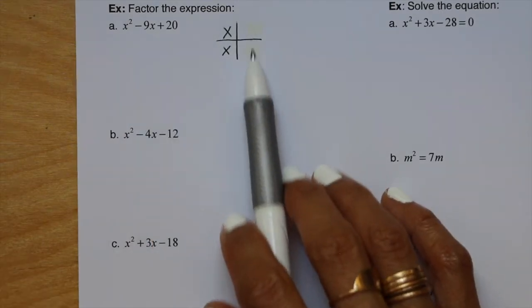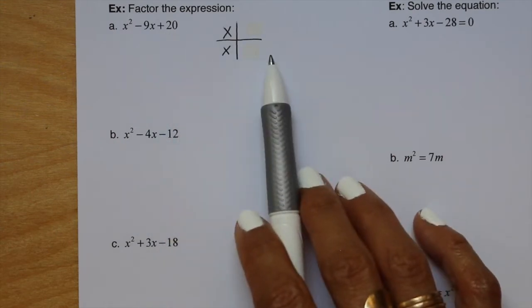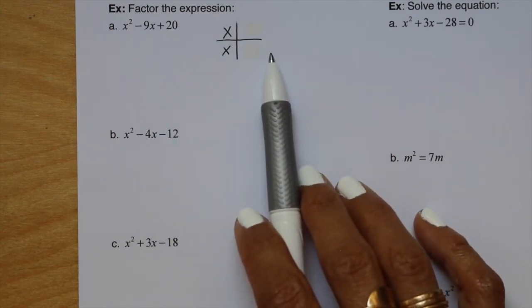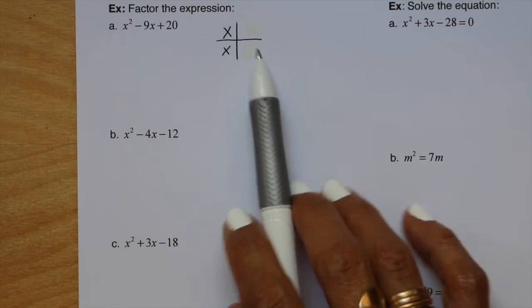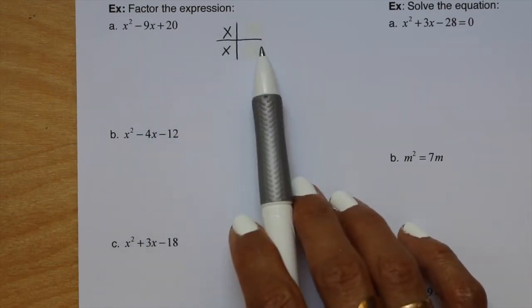Next we're going to go up and down right. We need to think what times what multiplies to 20. Obviously we have 1 times 20, 2 times 10, 4 times 5, but you want to keep in mind what will combine to this middle term. So we're going to use 4 and 5.